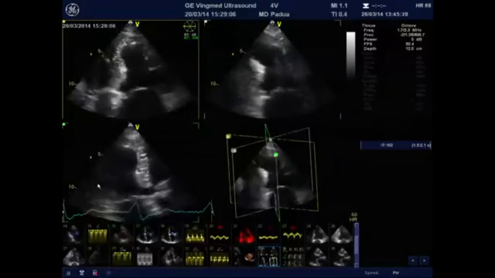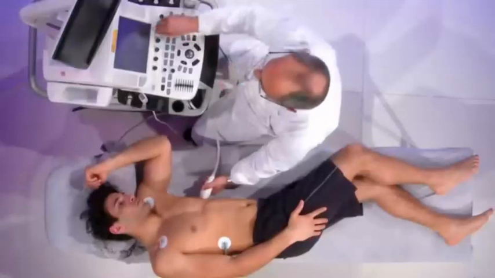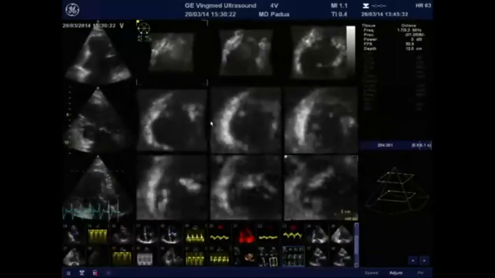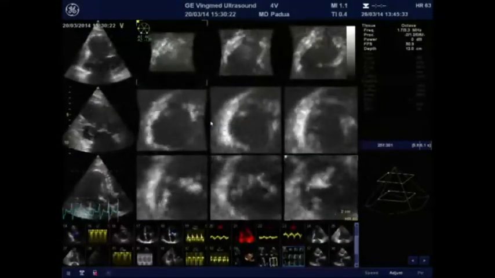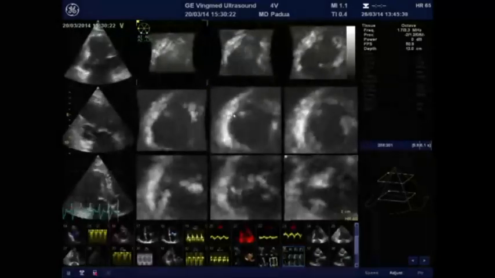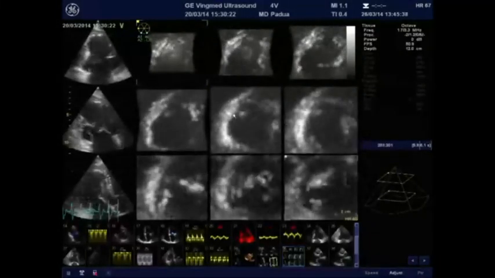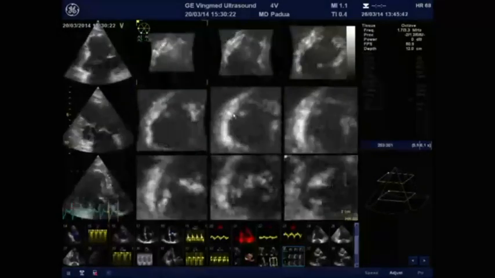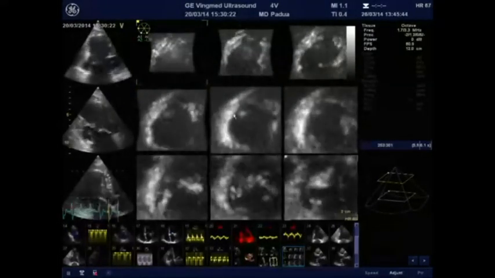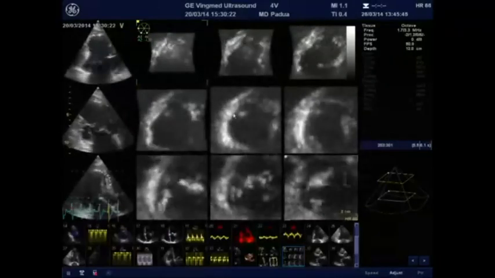Then, if the patient is cooperative and has a stable heart rhythm, like in this patient in which the rhythm is paced, you can make the acquisition of the full volume of the left ventricle and the right ventricle, and have, first of all, an overall assessment of regional left ventricular dysfunction as well as global left ventricular dysfunction.